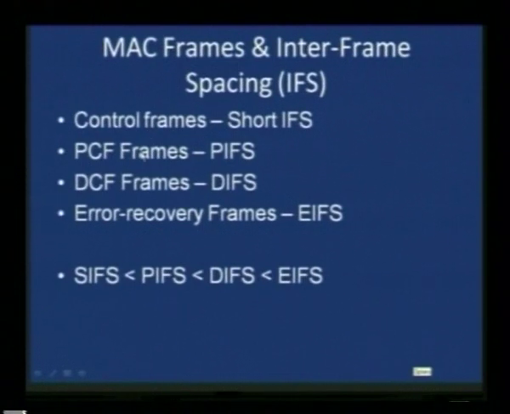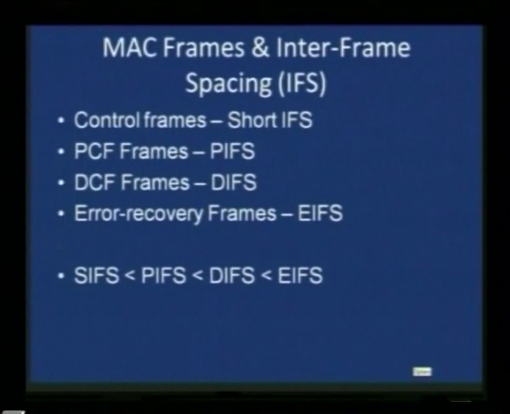The next priority is for PCF frames, that is where the access point wants to, let us say, poll the different nodes that are there in the network and so on. So, that will have the next priority. Then you have the distributed coordination function frames, so DCF. Then you have the error recovery frames. So, this is the ordering that is used for the frames.